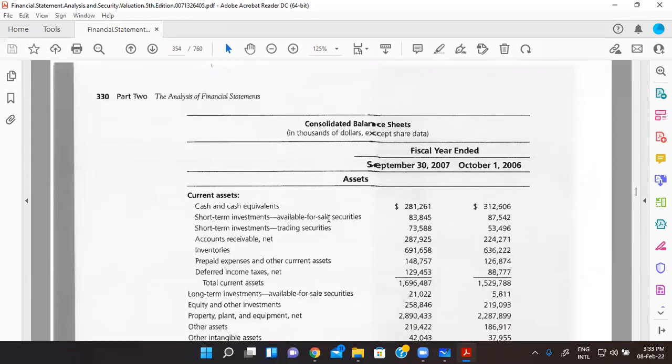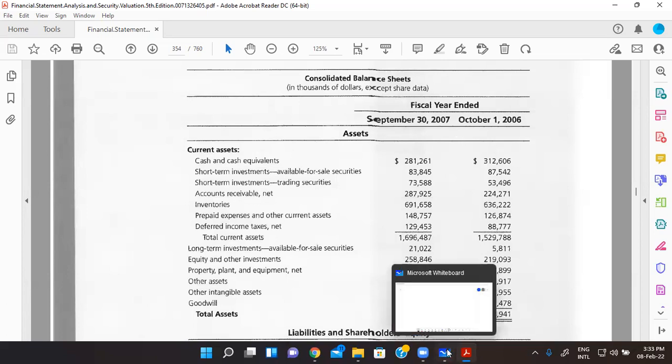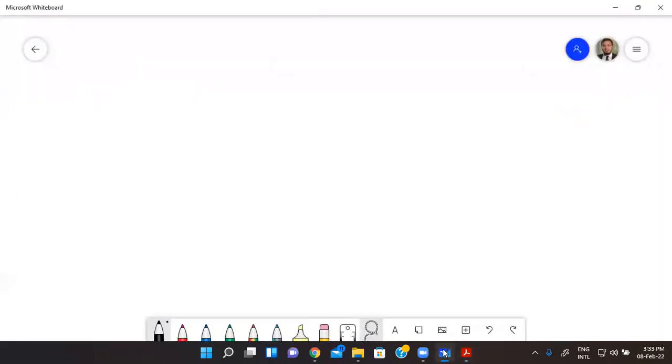We like to jump to the consolidated balance sheet. Okay, this is the balance sheet. This is before you on page 354. Okay, so let me take you to the board. What we like to do now is separate the operating items and the financial items from the balance sheet. Okay, so what is the first item?